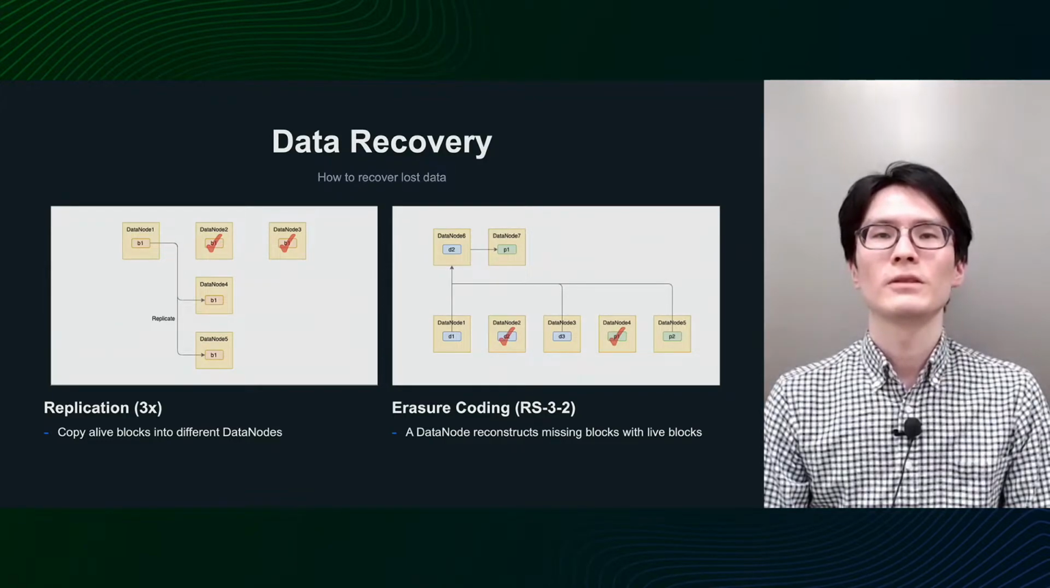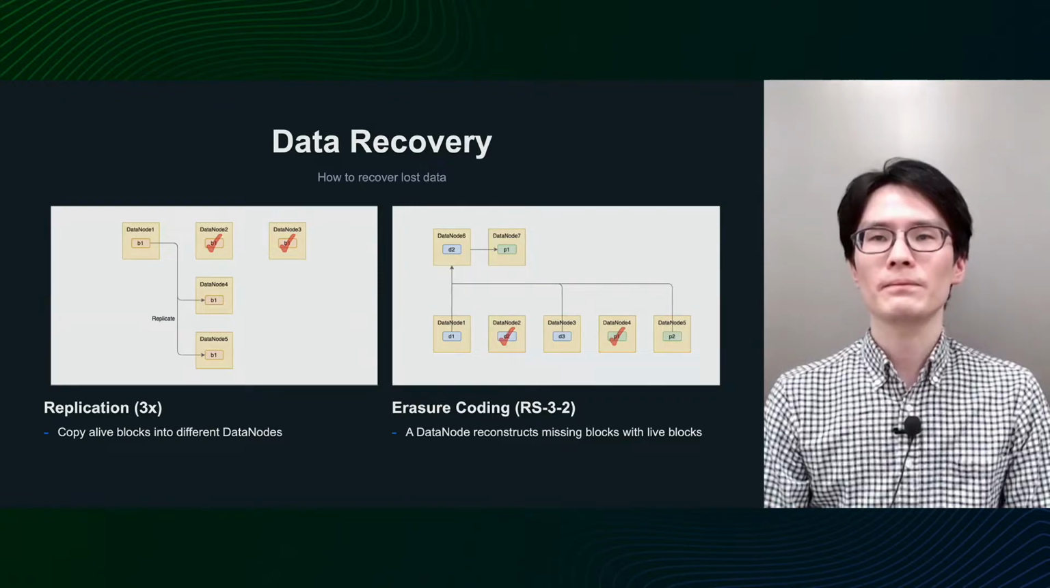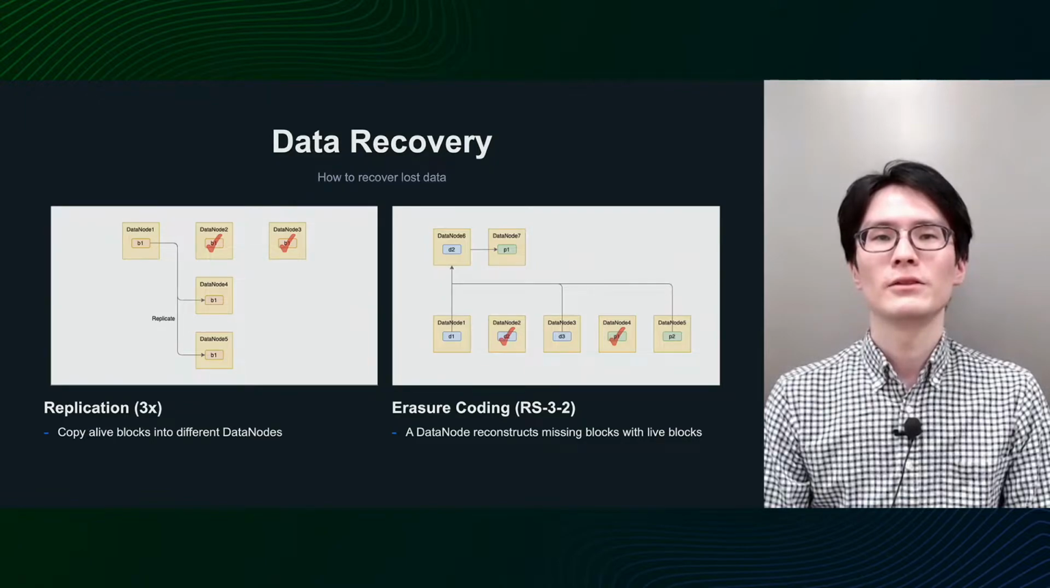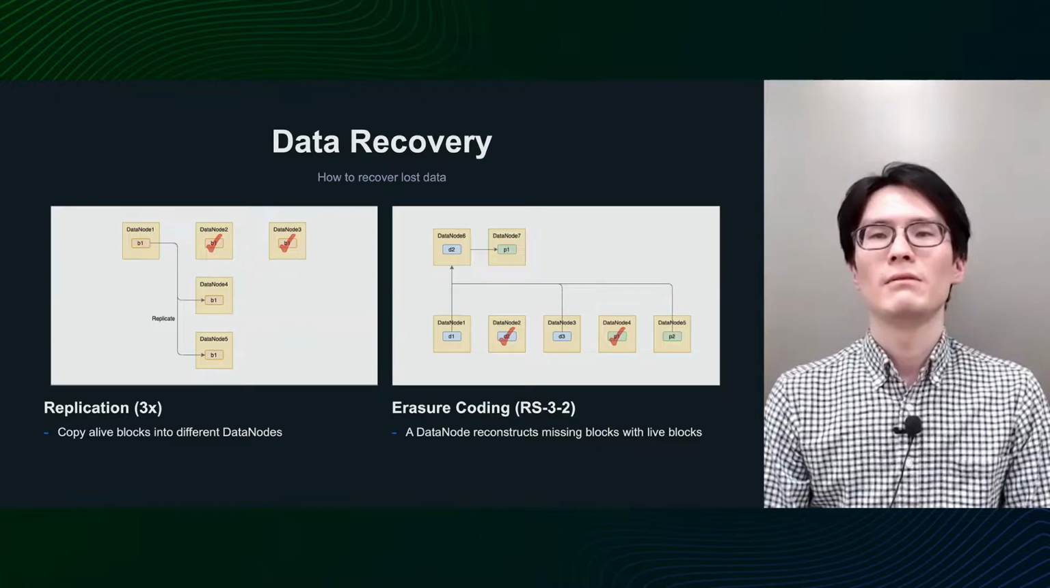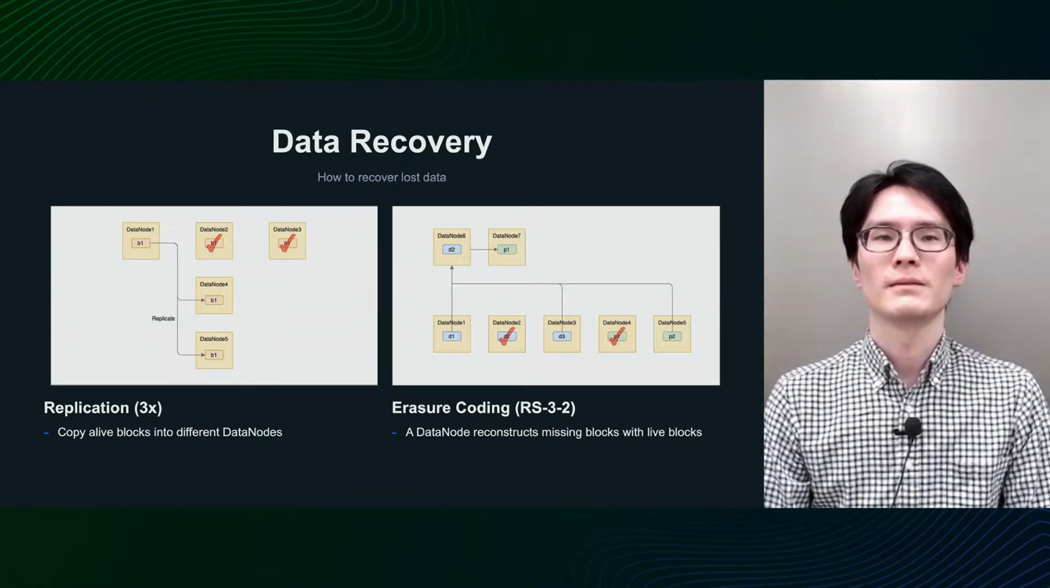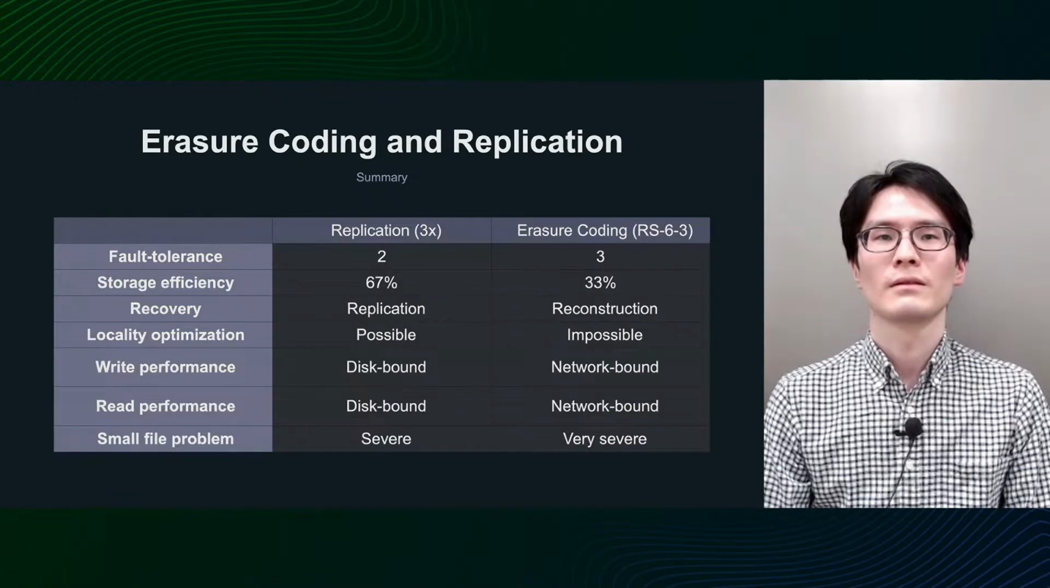Let's look at the data recovery method in more detail. With replication, we can recover by simply copying the same blocks to another data node. However, in the case of erasure coding, we need to perform a special process called Erasure Coding Reconstruction to recover the lost blocks from the live blocks. In the figure, data node 6 retrieves data D1, D3, and P2, recovers D2 and P1, and stores D2 in itself and P1 in data node 7.